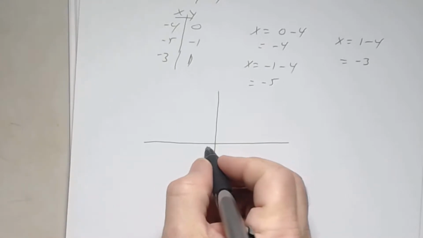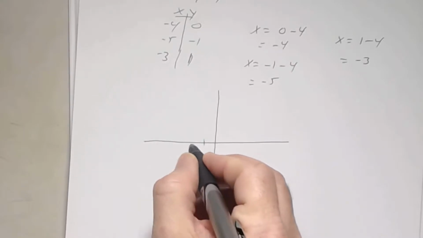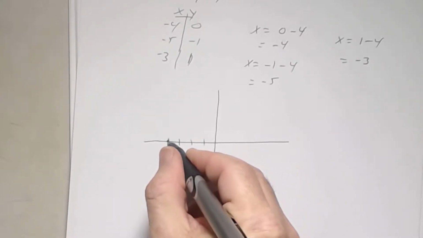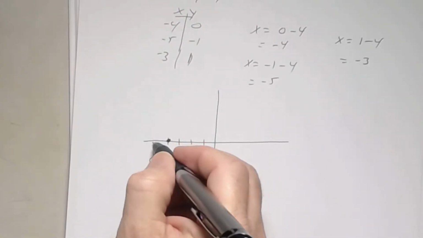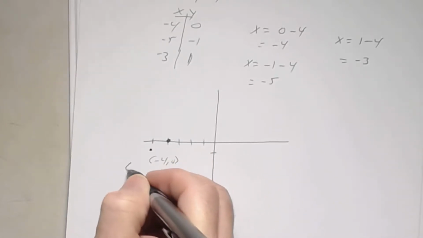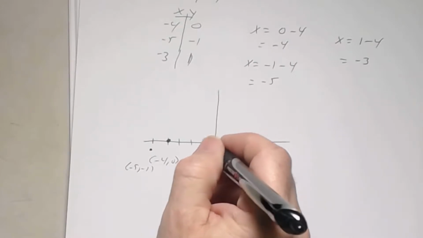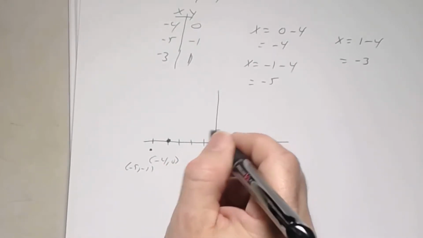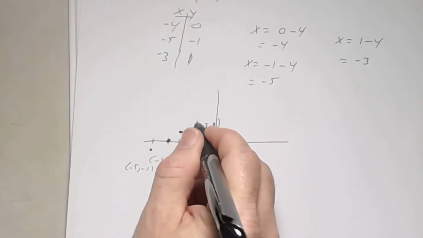And so I get negative 4, 0, which is located where? On the x-axis, the negative part of it. So 1, 2, 3, 4. So there's a point, negative 4, 0. Negative 5, negative 1 is in the third quadrant, right? And then negative 3, 1 is in the second quadrant. And then you get this line. Okay?